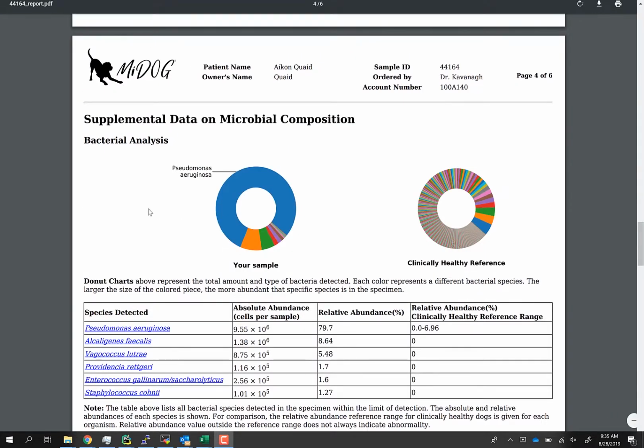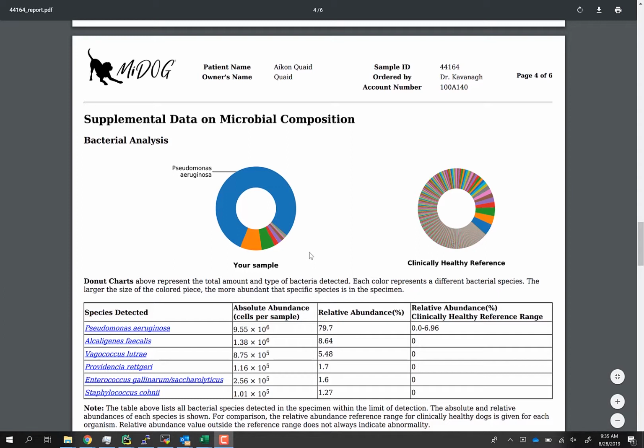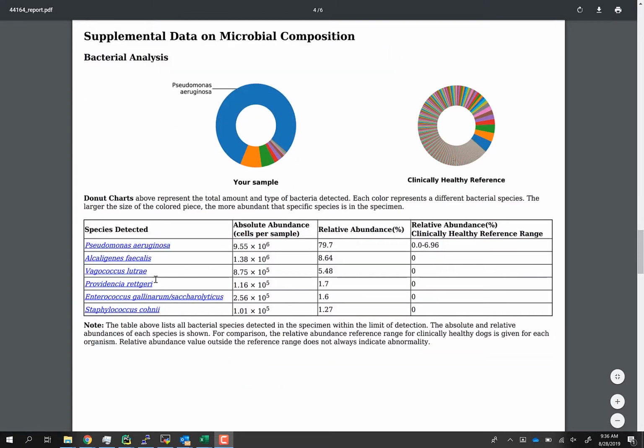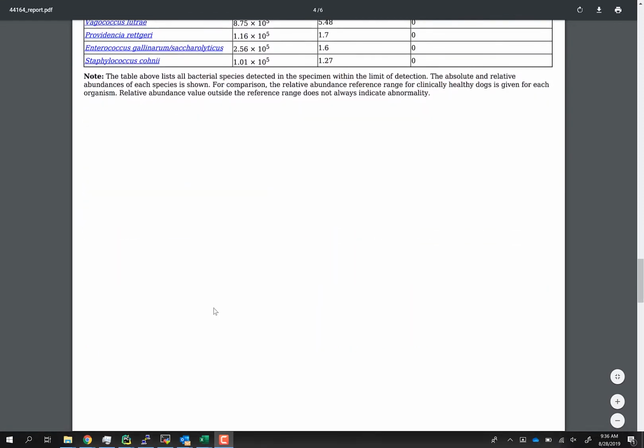This page here consists of the bacterial analysis of your sample. On the right is a normal dog and the bacterial diversity that's on the skin. On the left is the sample here that we collected. And as you can see, this blue area, it's 80% of the sample, and that's the Pseudomonas. And then we repeat our bacterial pathogens that were detected from the most abundant to the least abundant. Again, you can click on these bacterial links and find Google results.